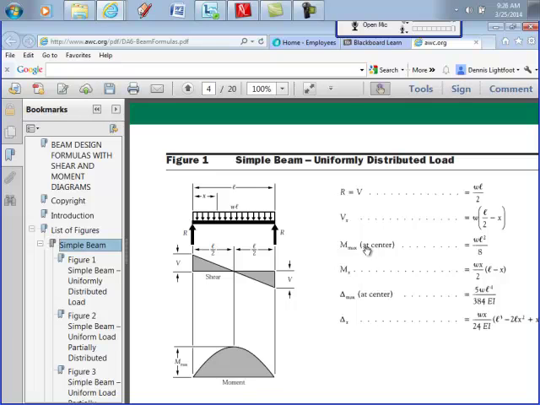Maximum moment, they tell you where it's at. Moment is a function of x. It's going to be the equation of this parabola. So that's good.